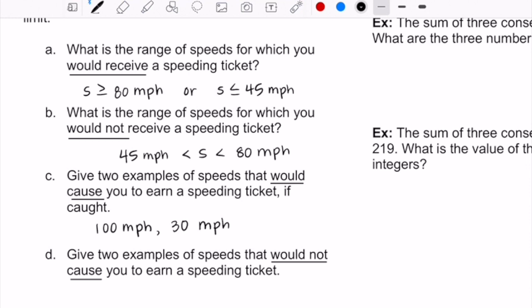Lots of correct answers for these questions. In example D, you would not get a speeding ticket if you were caught going, say, 50 miles per hour, or if you were caught going 70 miles per hour. So you're finding answers that come within the ranges.